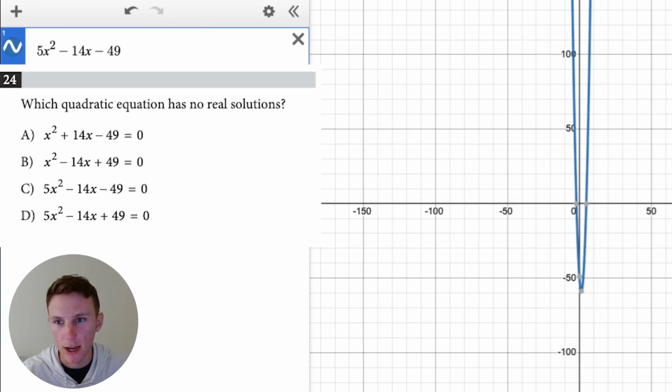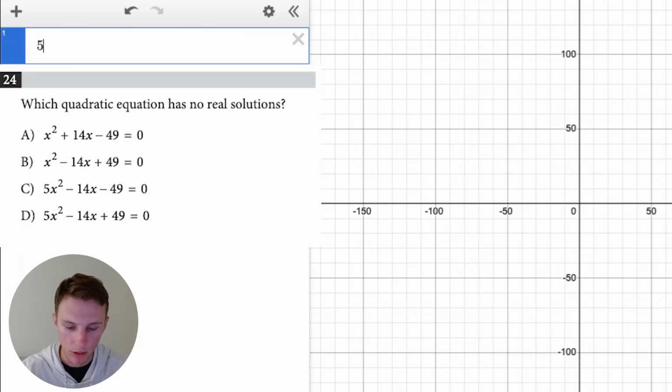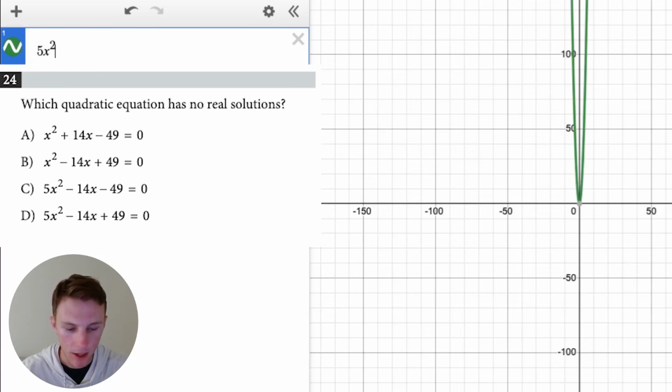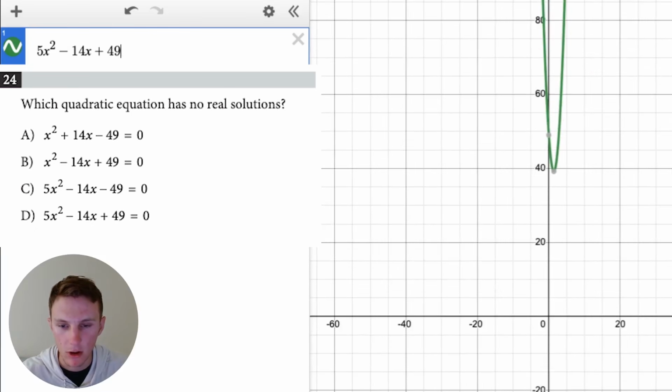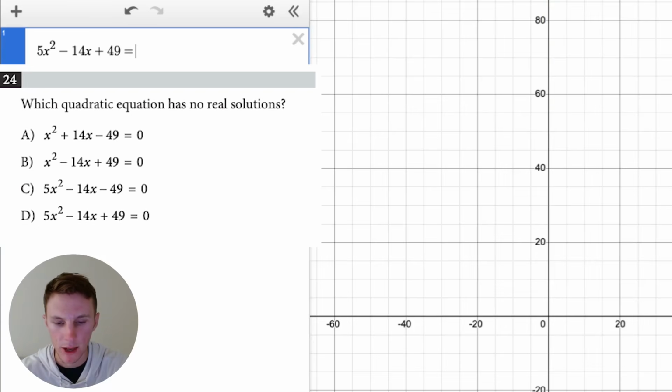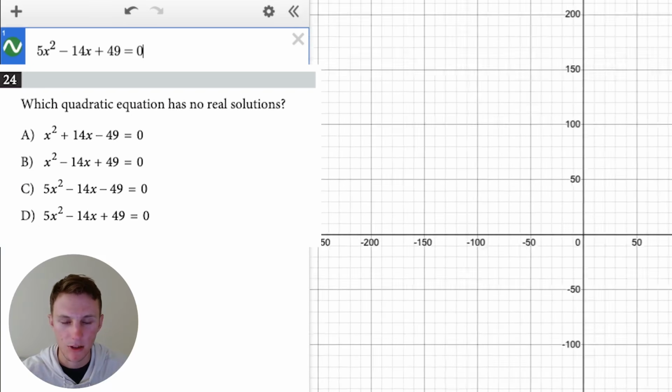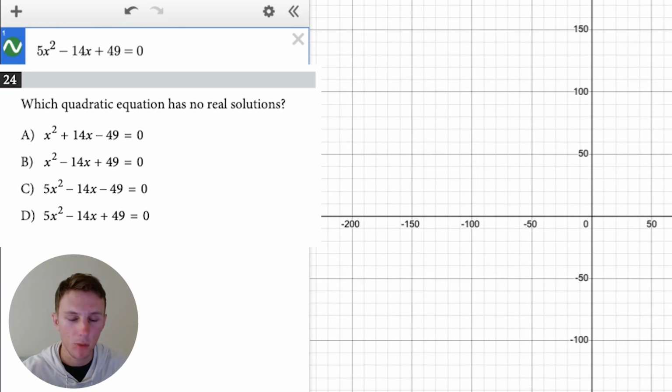But I want to show you guys just to be safe. So we're going to put in 5x squared minus 14x plus 49, and what do you know? It does not touch the x-axis at all. And then an alternative way you could do this problem, because remember I taught you guys how to solve single variable equations. Well, if you change this to a single variable equation, remember it's going to tell you the answer with the vertical lines. Well, if I do that here, what do you know? It has no solution. So whichever way you feel more comfortable, you can tackle this problem, but either way, it's the same thing.